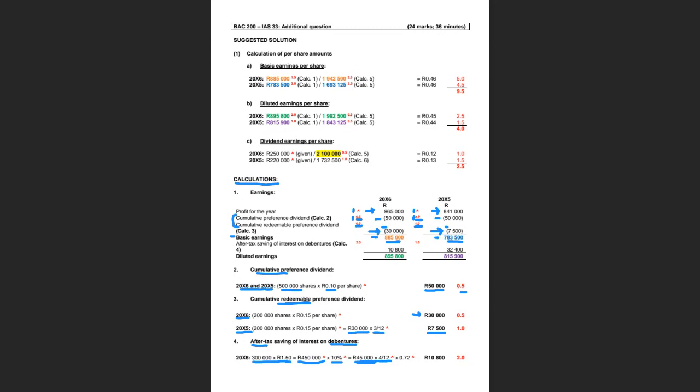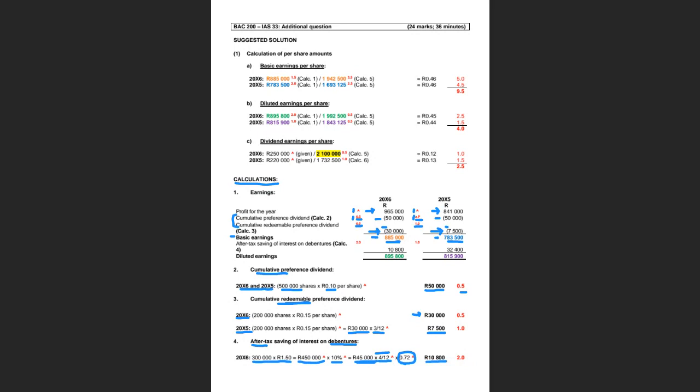Then we remove the tax by multiplying by 72%. Again, we're taking the 45,000 and apportioning it. Which number are we using? The number of months it was a debenture. It was a debenture for 4 months and an ordinary share for 8 months, so we use the 4 months. Don't get confused and use 8 months here, as that's something students make a mistake with. Then we remove the tax and we get 10,800.